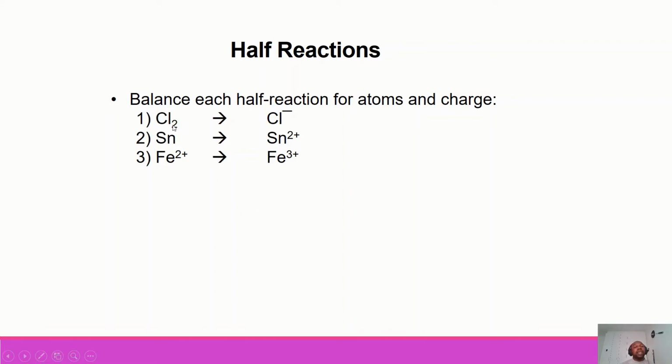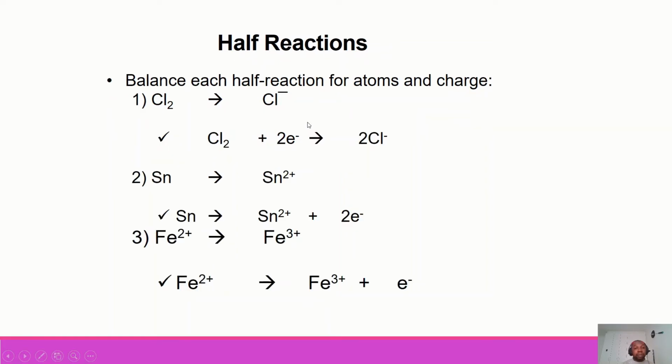So balance this half reaction. You can see the first reaction is chlorine, so you need to balance chlorine first. Then after balancing chlorine, you need to balance the charges on them. So we balance the chlorine first. There are 2 chlorine here, so you have to make it 2 here also. So here we have 2 negative charge here. That means for us to balance it out, we must also add 2 electrons here, so that you have 2 electrons, then you have 2 electrons on the other side.